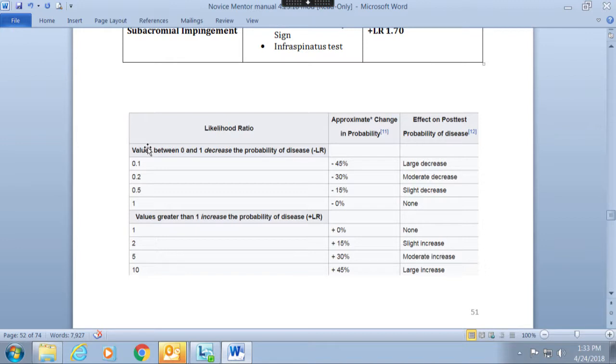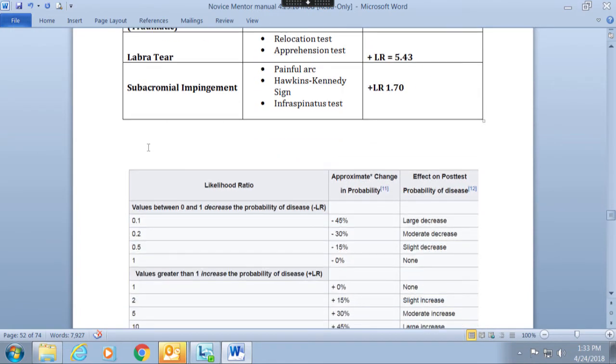As we go through, if you look at the bottom, I put a little area that reminds you what likelihood ratio is. So a lot of these tests were large increases. The only one that was kind of a low increase was the last one, which is 1.7, subacromial impingement.